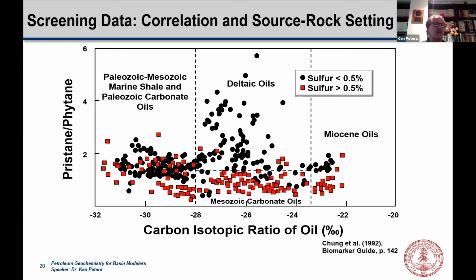Pristane to phytane comes straight off a gas chromatogram, and the carbon isotope ratio for the oil is relatively easy to measure as well. Again, there are pitfalls you've got to watch out for, like biodegradation and other things, but that's one of the charts you could use to help make you feel better about the correlation between the oils that you are looking at.